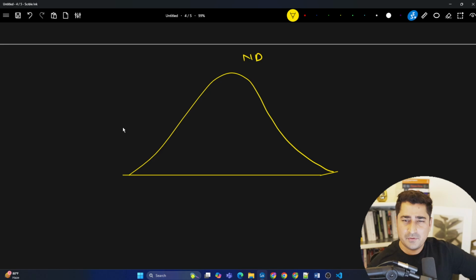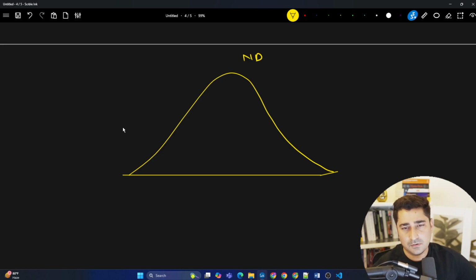Okay, so let's suppose I have a normally distributed curve. When I'm saying normally distributed, it means that your mean is not supposed to be 0, and standard deviation is not supposed to be 1. This is what I mean by normal distribution. But yes, the curve is going to be a perfect bell curve. That is the meaning of normal distribution.